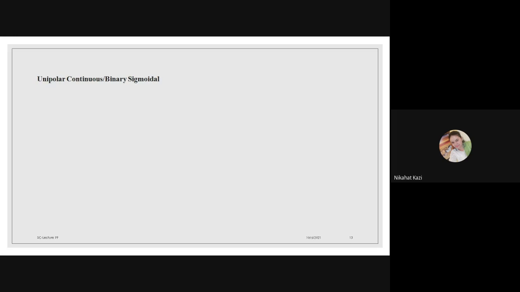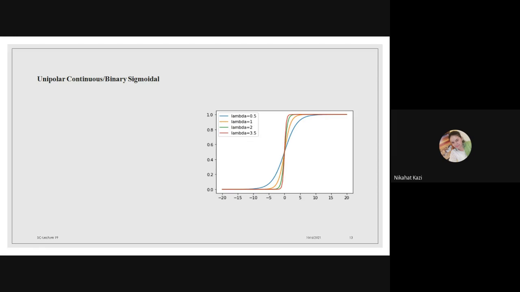Similarly, unipolar continuous. Unipolar continuous is just this function shifted into the first quadrant, right? First and second.